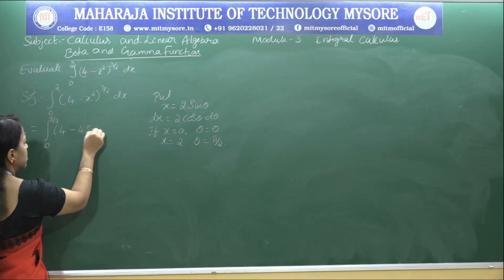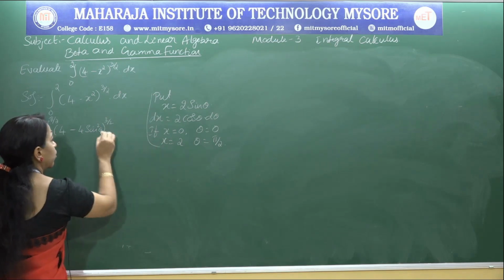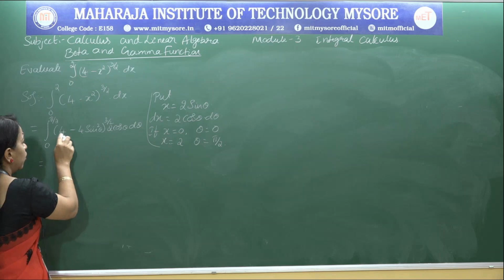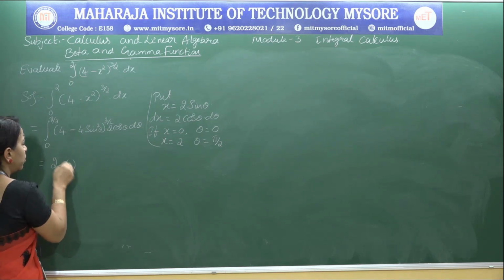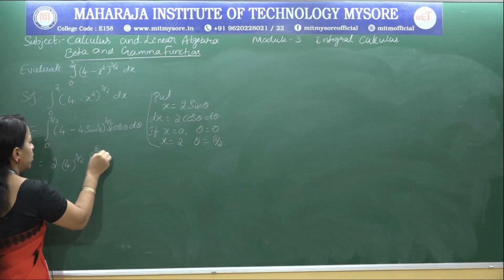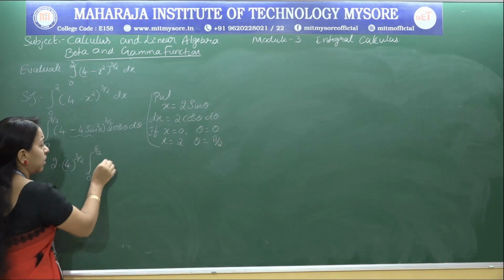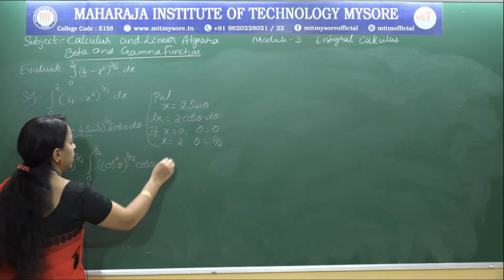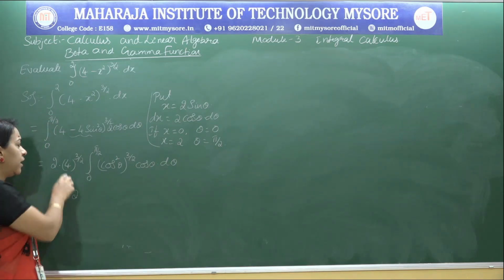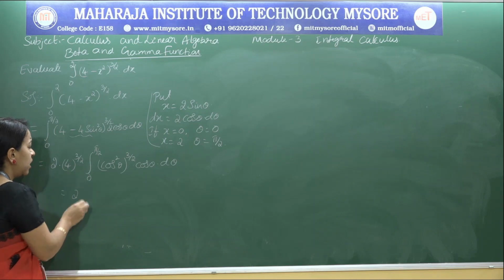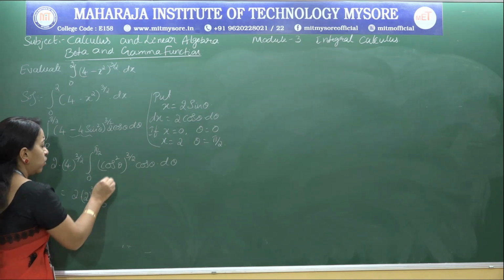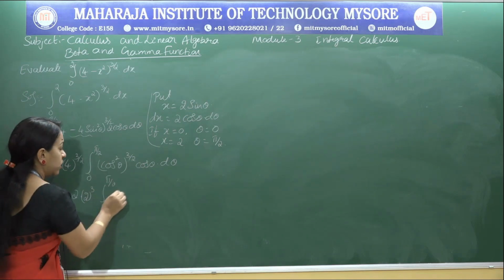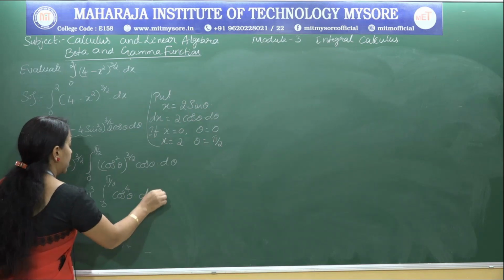Now replace your x and dx in terms of theta, and also change the limits, 0 to pi by 2. We have 4 minus 4 sine square theta whole power 3 by 2 into dx, which is 2 cos theta d theta. I can take out 2 common, and also 4 whole power 3 by 2: 2 into 4 to the power of 3 by 2, integral 0 to pi by 2. What remains is 1 minus sine square, which is cos square theta, whole to the power of 3 by 2, into cos theta d theta. I can write 4 as 2 square, so that the power gets cancelled and I am left with 2 cube, integral 0 to pi by 2. Here the square and square root get cancelled, and I am left with cos theta to the power of 3 into cos theta, which is cos theta to the power of 4 d theta.